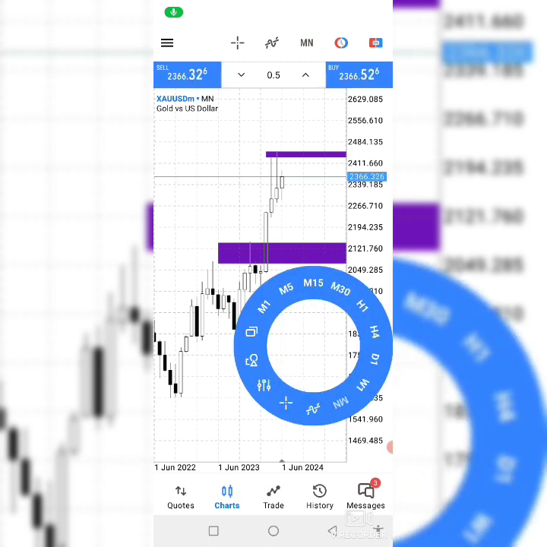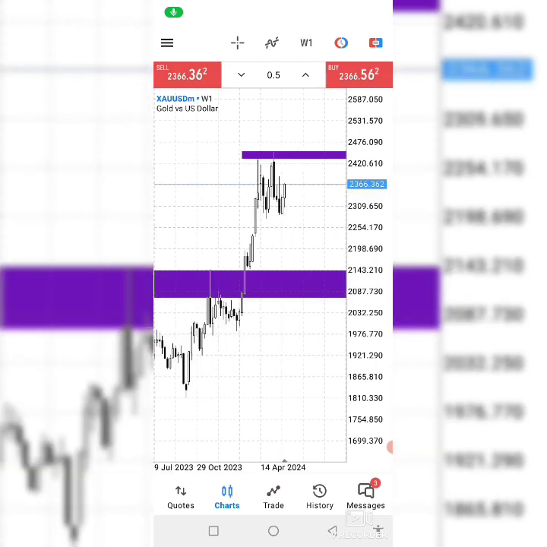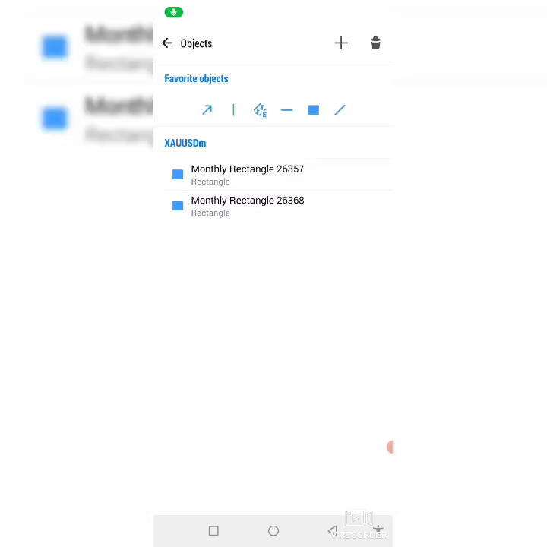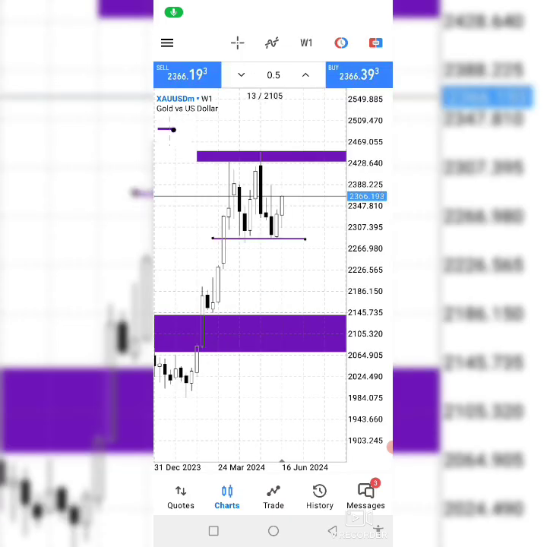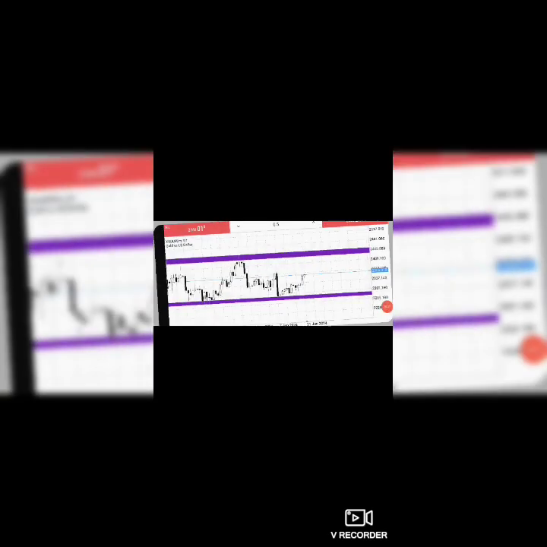So I'll go to the weekly time frame. When I go to the weekly time frame, I discover that gold cannot break this level. So this level becomes the nearest support. Gold couldn't break that level in the weekly time frame. So I go to the daily time frame, and you see clearly that this market is actually ranging.